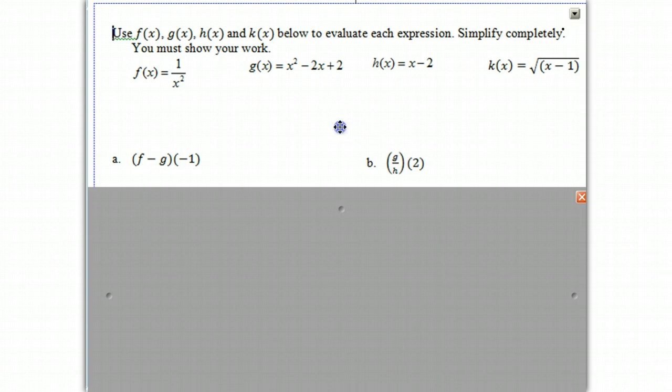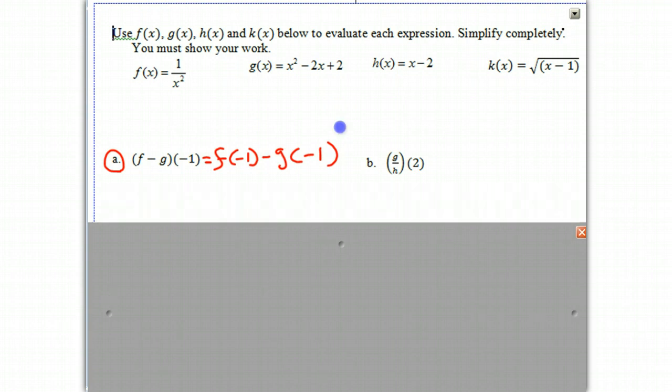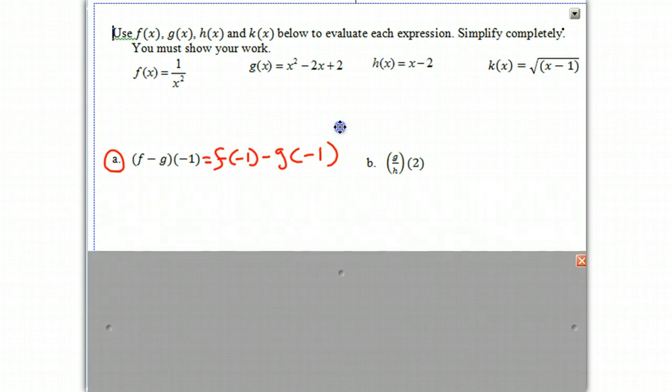We'll do this first one. A, f minus g of negative 1. You might remember that means f of negative 1 minus g of negative 1. Okay? And you might remember that for f of negative 1, we simply substitute negative 1 in f of x. Since f of x is 1 over x squared, this means 1 over negative 1 squared. And 1 over negative 1 squared becomes 1 over 1, which becomes 1.